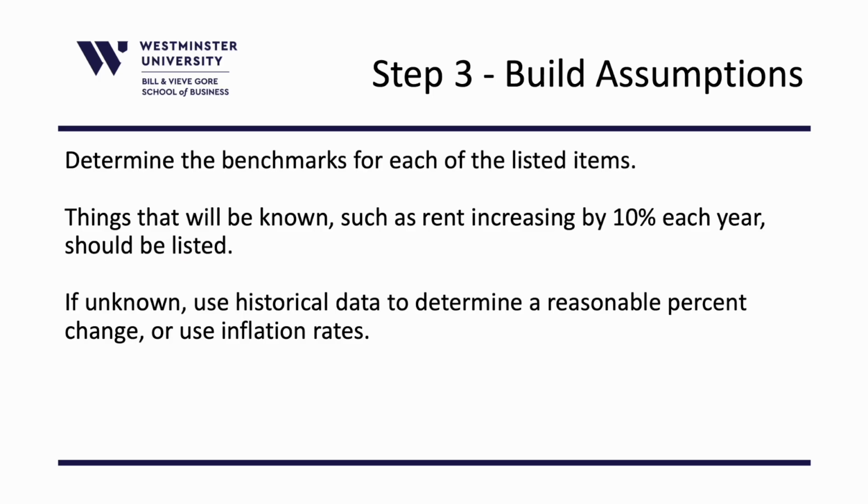Step 3. Build your assumptions. Determine the benchmarks for each of the listed items. Things that will be known, such as rent increasing by 10% each year, should be listed. If unknown, use historical data to determine a reasonable percent change or use inflation rates. If you use a service such as LivePlan, you can make these assumptions based on similar businesses within your industry.